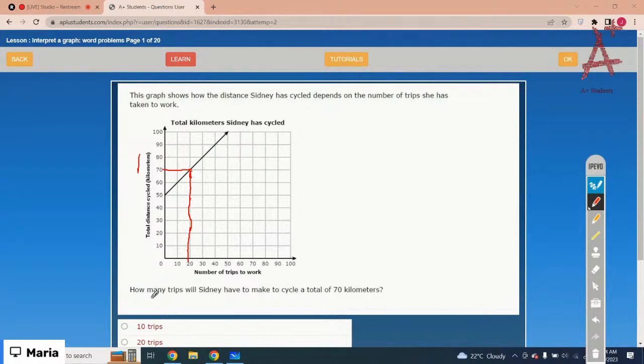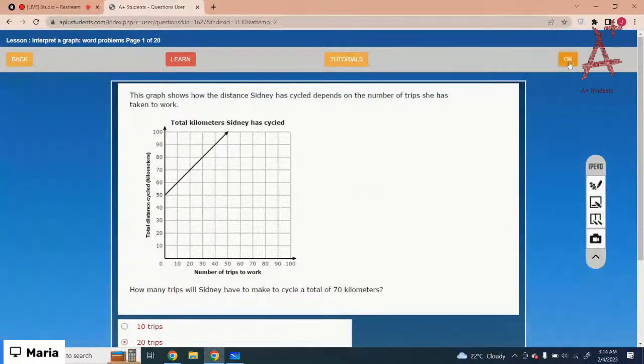That means Sydney has to take 20 trips to work to get 70 kilometers. Got it? So the correct option is 20 trips. You just have to match the points on the graph. So just select the correct option and then click on the OK button.